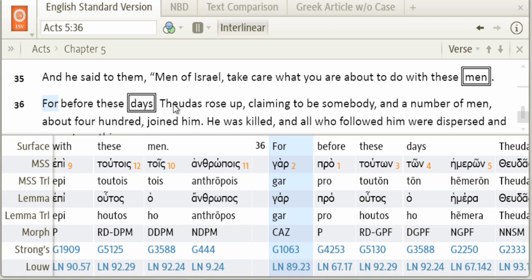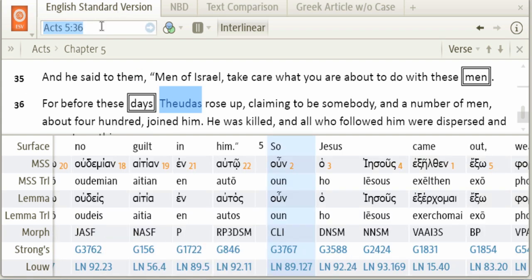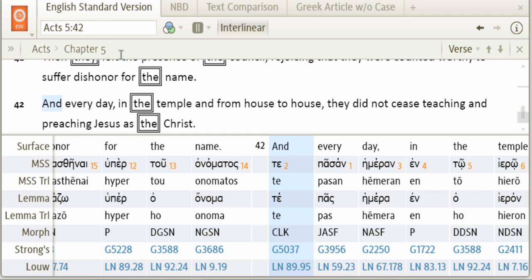Now, if we were to double-click on this English word here, if we have our dictionary set up, we'd find that Theudas was an impostor, possibly a messianic pretender, who sometime before AD 6 gathered a band of 400 men, but was killed and his followers dispersed. So Theudas was a false Christ or false Messiah. And now, going back to the ESV, and going back to our verse that we were looking at initially, 5:42, we can see that the article here doesn't just point Jesus out. The use of the article here in Greek distinguishes him as the Christ from others who claim to be Christ.